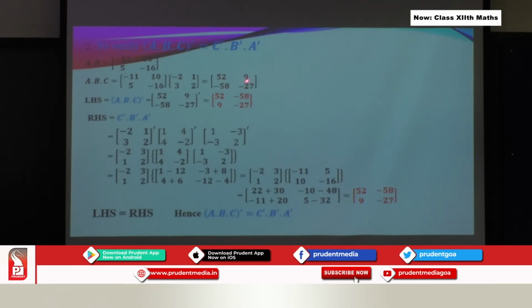Now I need to take this and find the transpose of it. So it is 52, 9, 52, 9. The row will become a column. The second row will become the second column. Is it happening the same way? Yes. My LHS, I am getting it as this matrix.